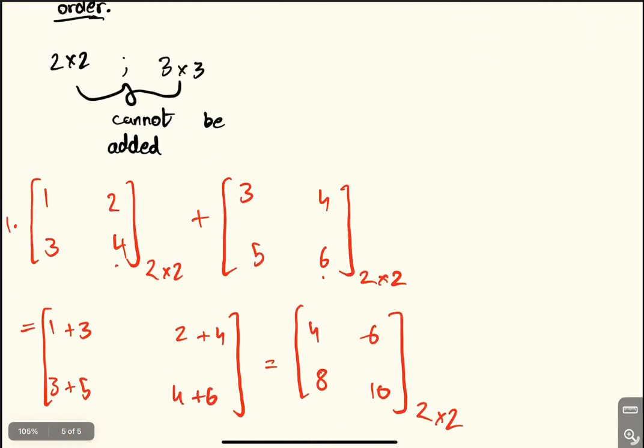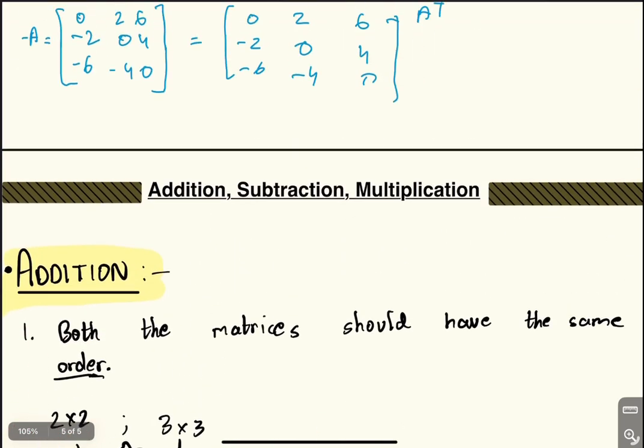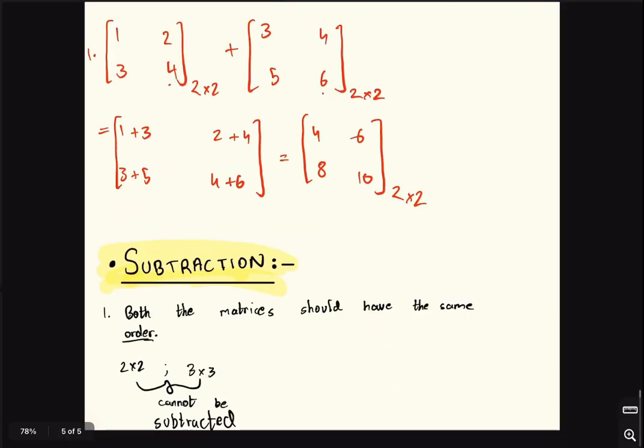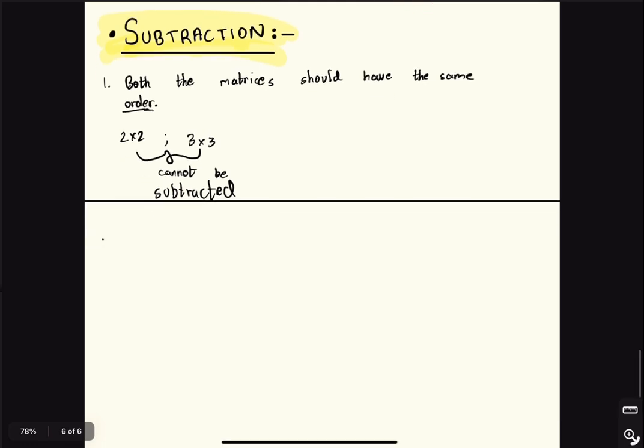Now the same rule will be applied for subtraction also. Okay, let's see what subtraction is. Both the matrices should have the same order. That means this should be 2 by 2, and this should also be 2 by 2. If these two are different, they cannot be subtracted, like the rule we learned in addition. Now let's take one example in subtraction also.